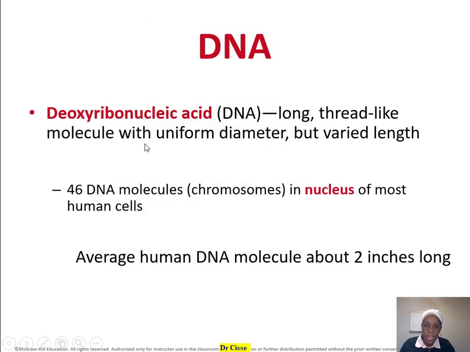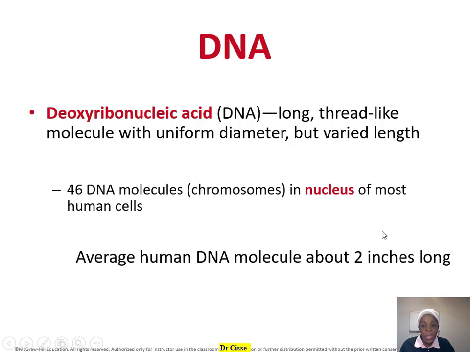So what is the DNA then? It stands for deoxyribonucleic acid. Of course, you see the word nucleic acid. So it is not protein, it is not lipid, it is not carbohydrates, it is nucleic acid. It is a long thread-like molecule with a uniform diameter but varied length, right? 46 DNA molecules, we call them chromosomes. What makes it a chromosome? Because they're organized into groups of necklaces in the nucleus of most human cells.